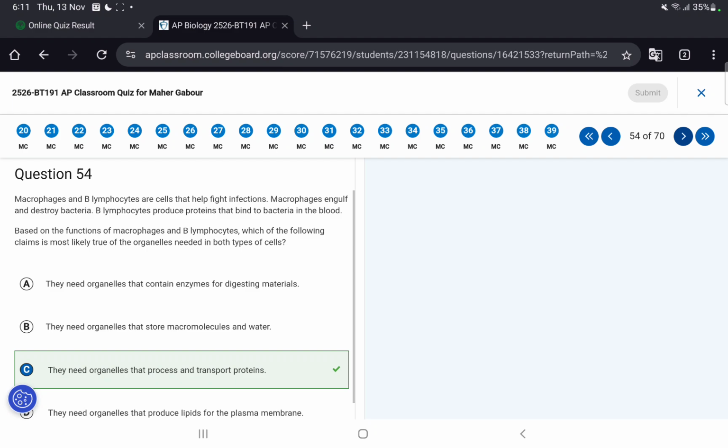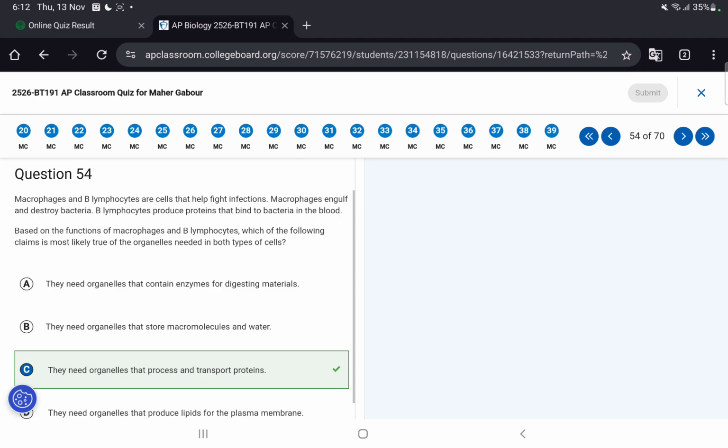Okay, so the B lymphocytes and the macrophages, they both help in fighting infections. The macrophages actually engulf bacteria, they digest it, they destroy it, and then the B lymphocytes actually produce a protein that binds to the bacteria and then neutralizes it. Okay, so what actually digests things? It's enzymes. What creates enzymes? Golgi complex.